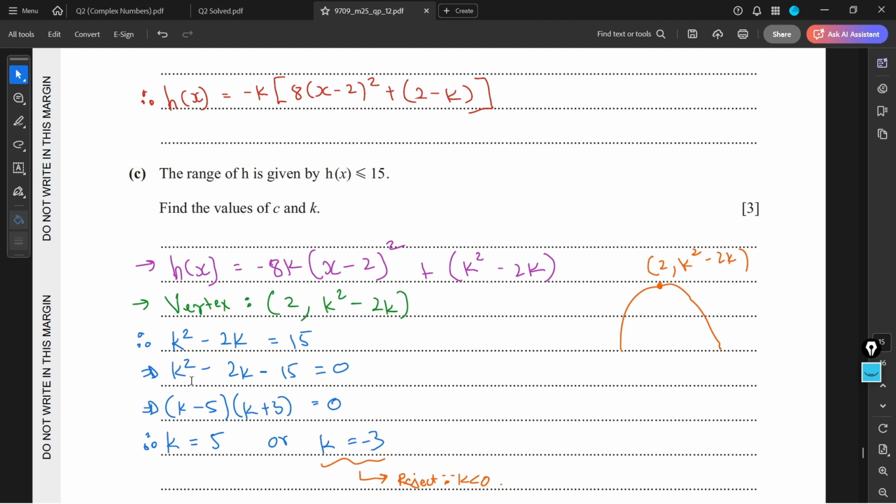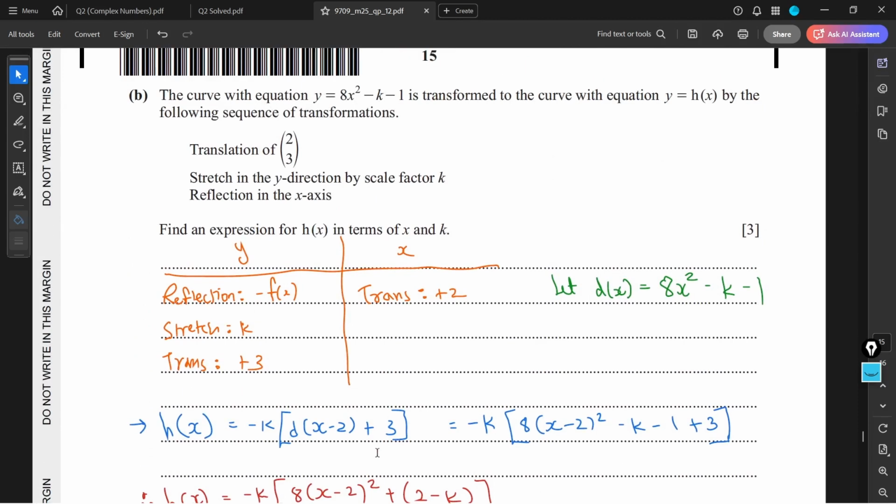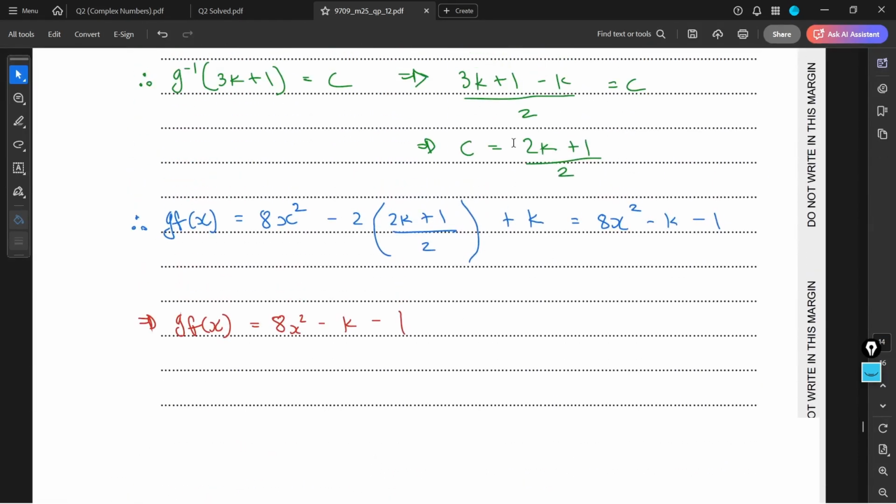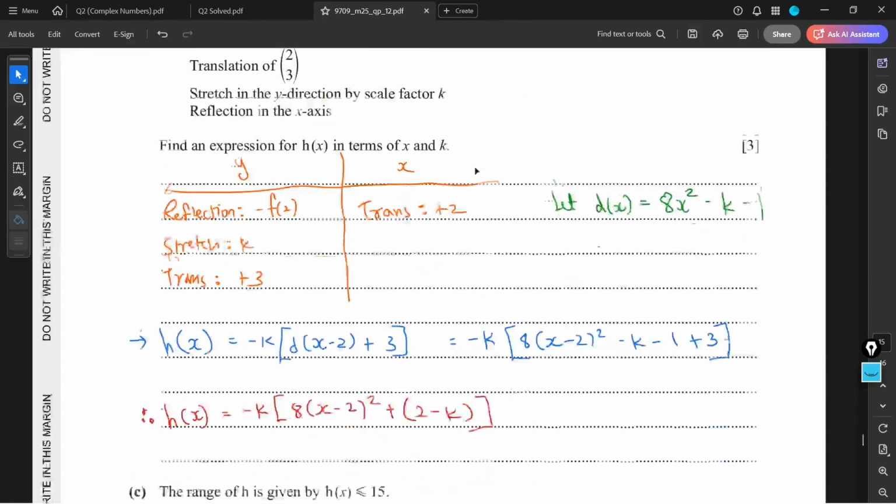Then k square minus 2k minus 15 is equal to 0. From here, you will get two values of k as 5 and minus 3. And because k is a positive constant, we can reject minus 3. And then over here, from the first part, we saw that c is equal to (2k plus 1) over 2. So we can utilize this, passing the value of k that we just found out, to find also the value of c.